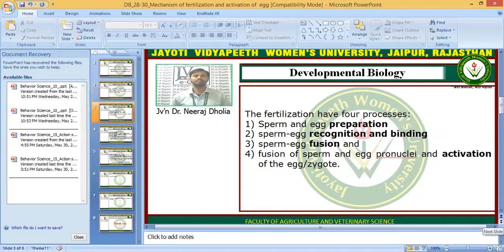This mechanism involves four processes. One is the production or preparation of the male and female gametes, the sperm and the eggs. The second is the recognition and binding of the gametes, then fusion of sperm and egg, and the fourth is the activation of the fertilized egg or the zygote. So let's start one by one.